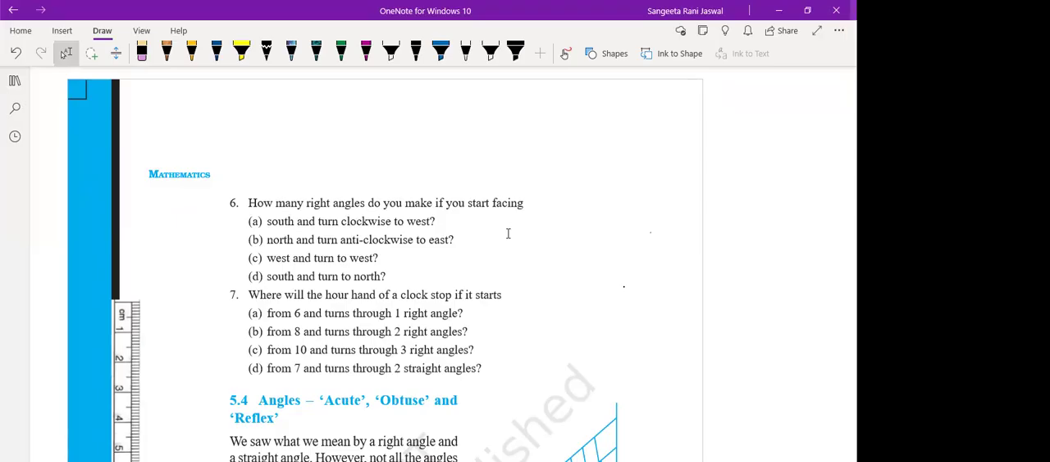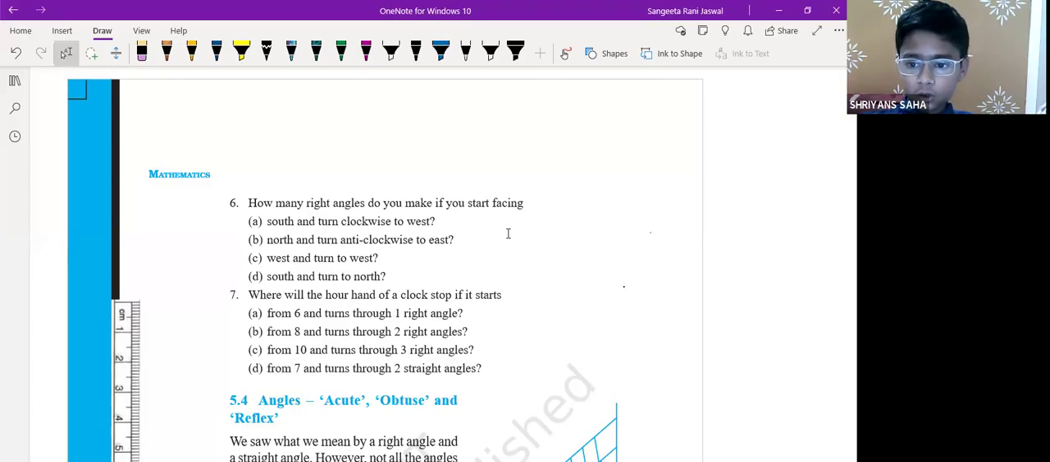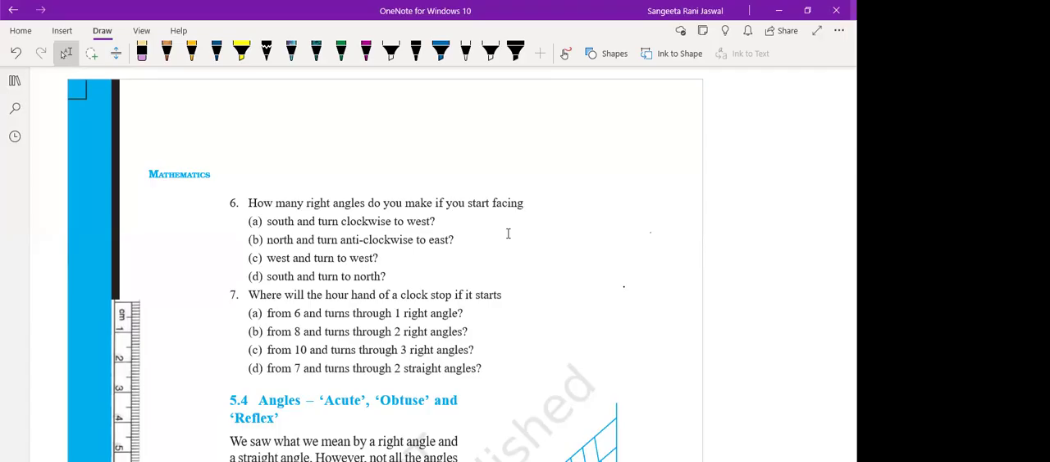How many right angles do you make if you start facing south and turn clockwise to west? Make the north-south direction in your notebooks and check. So that's one right angle.